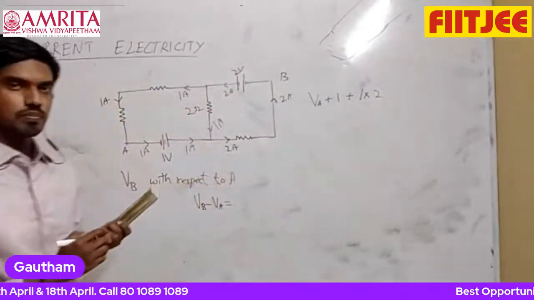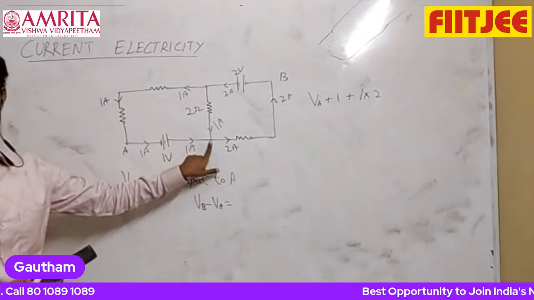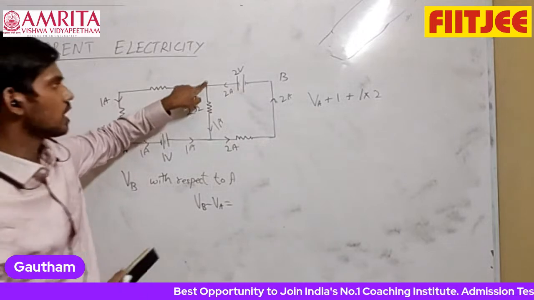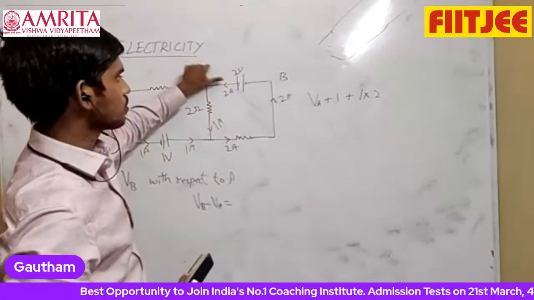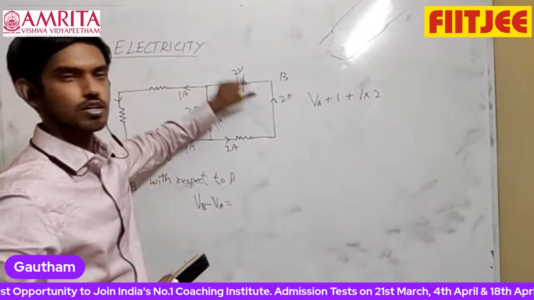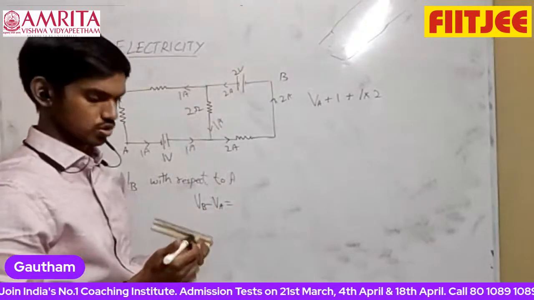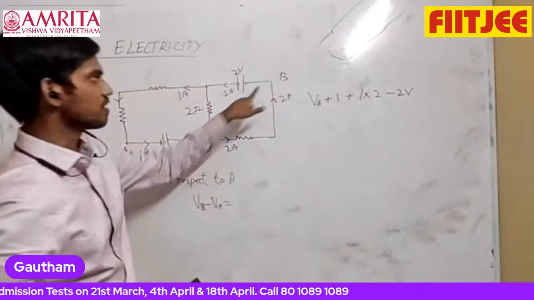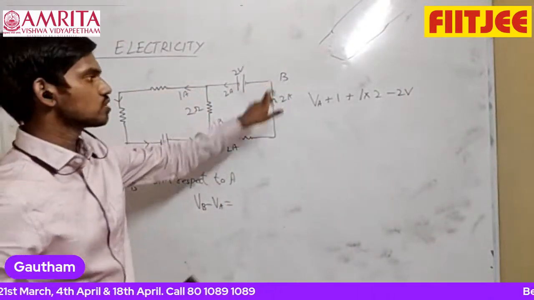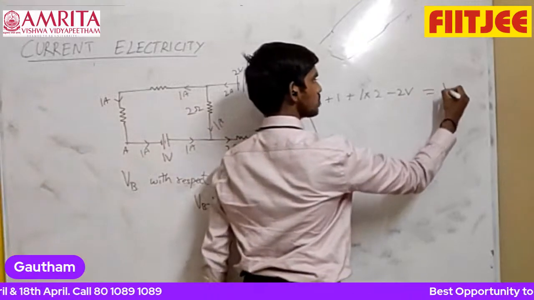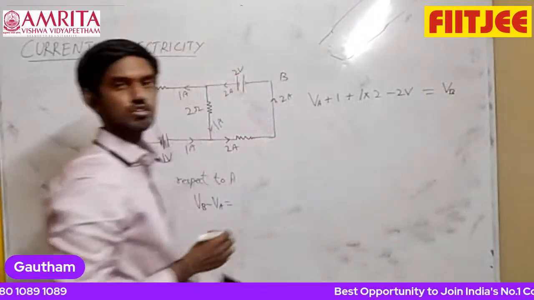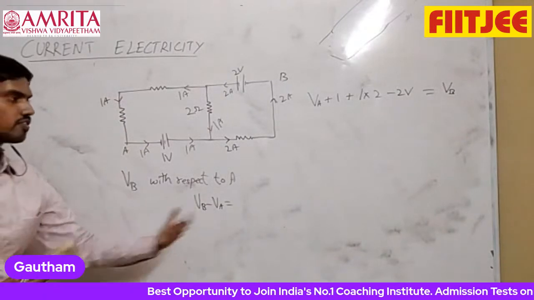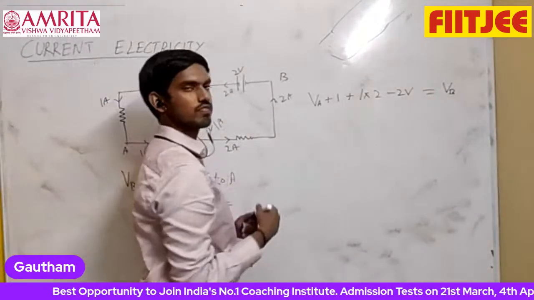So VA plus 1 is the potential of this point, plus I into R. 1 into 2 is the potential of this point. And then go here, you are going from positive terminal to negative terminal, so potential will decrease by 2 volts. So minus 2 volts. You have reached this point, so this is nothing but equal to potential of B. So this is how you write potential of B with respect to A. After that, VB minus VA means you can solve and find the answer.